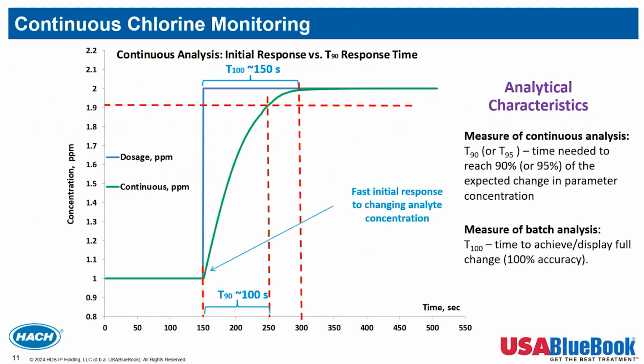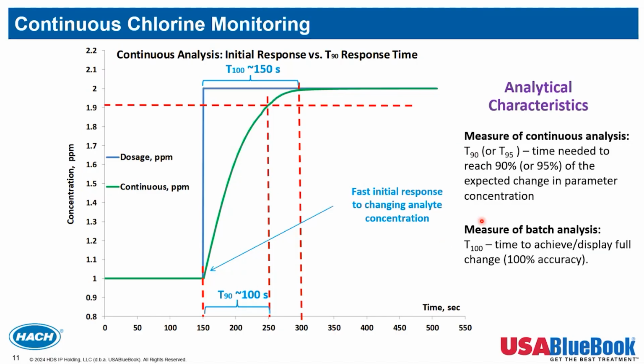Let's look at this slide here. This slide demonstrates a hypothetical change in chlorine feed. For some reason, chlorine feed goes from 1 to 2 ppm. What is the response of continuous method or amperometric technology? It starts responding immediately. That's the biggest differentiator. Starts responding immediately.